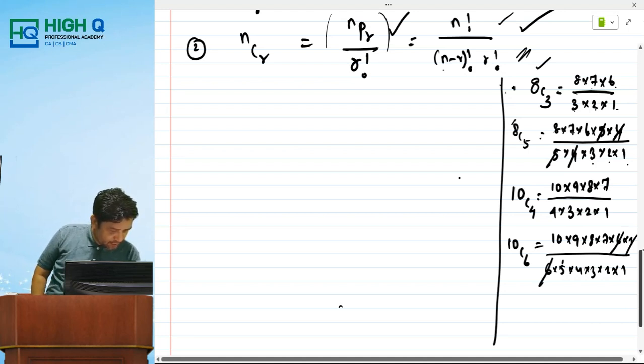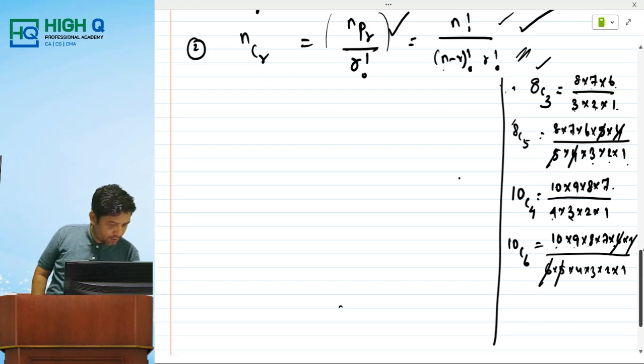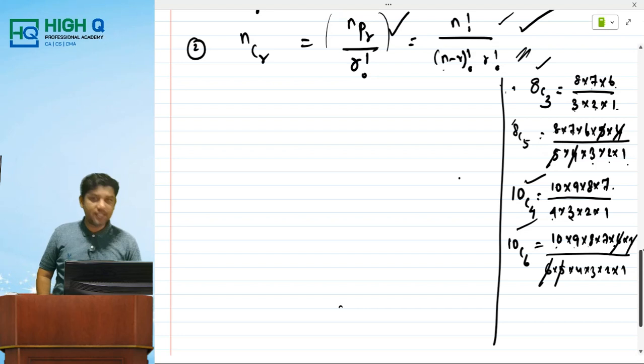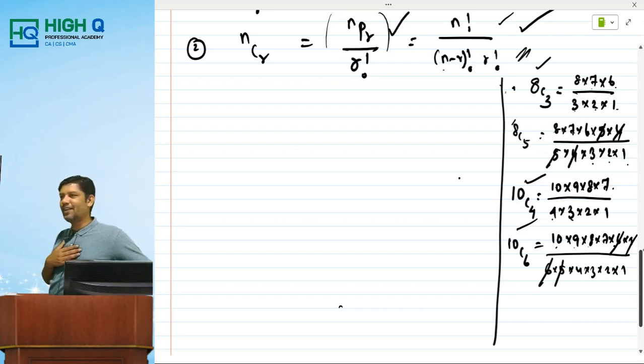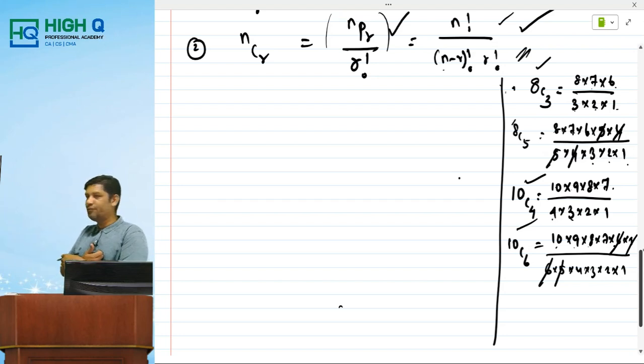Same way, sir, 10, 9, 8, 7 and 4, 3, 2, 1, 4. Sir, 10C4 and 10C6 are also the same, sir. So instead of finding 10C6, I can find 10C4, sir. Instead of finding 8C5, I can find 8C3, sir. Sir, I think we can save a lot of time here, so we can derive one formula. What is it, you know?